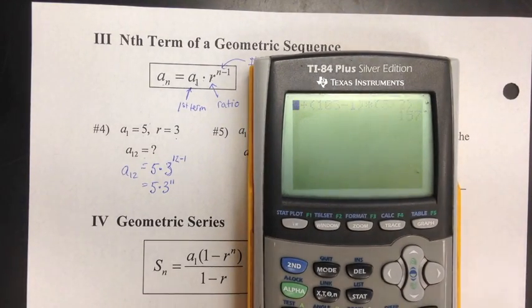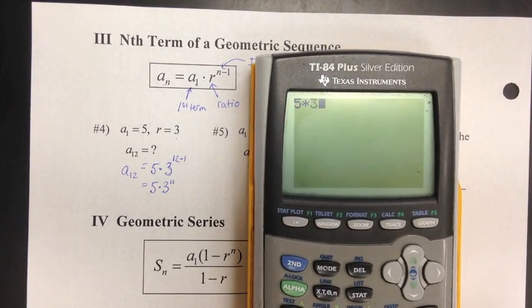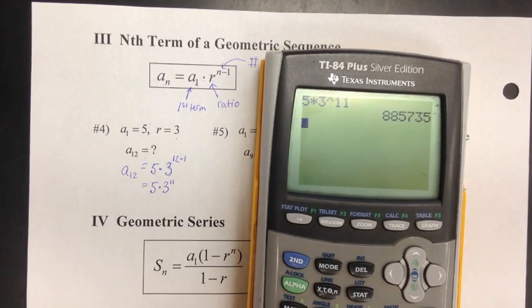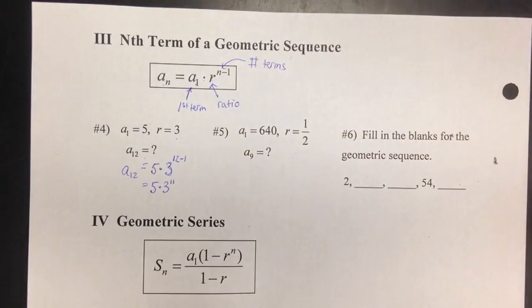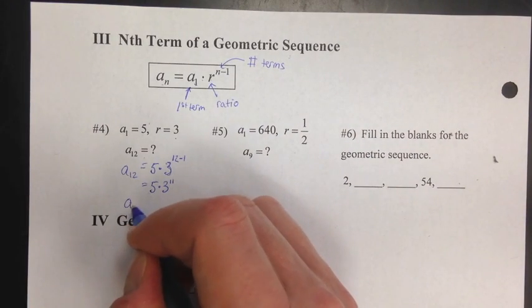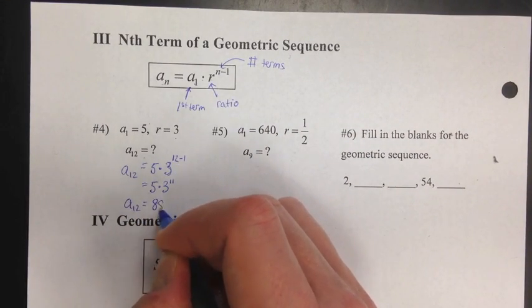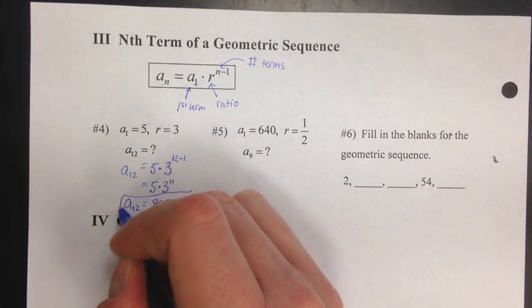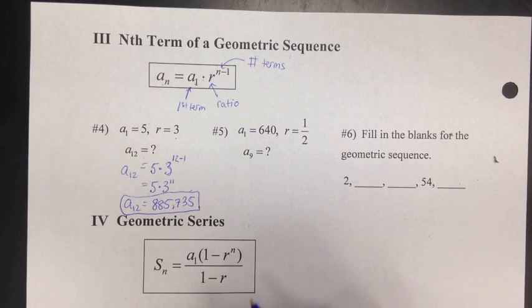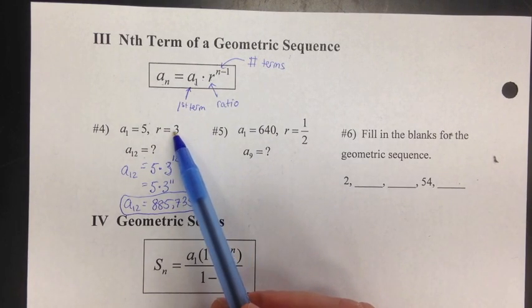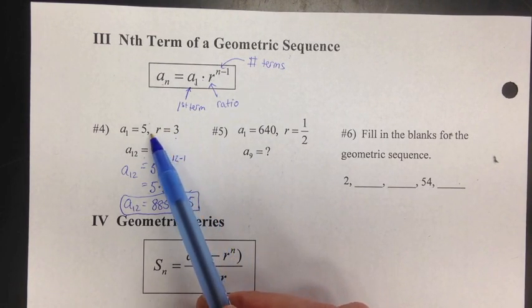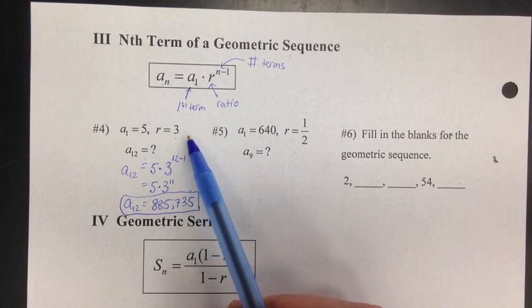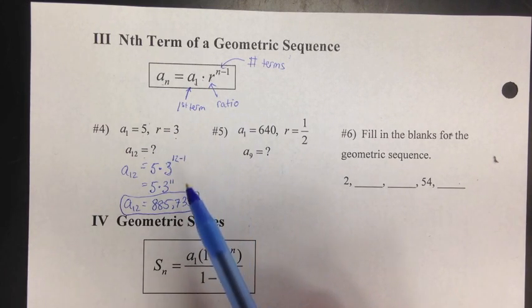So 5 times 3 raised to the 11th, 885,735. So a sub 12 equals 885,735. All right, that's pretty big. But again, think about what you're doing. You're multiplying by 3 every time. 5 times 3 times 3 times 3, 11 times.